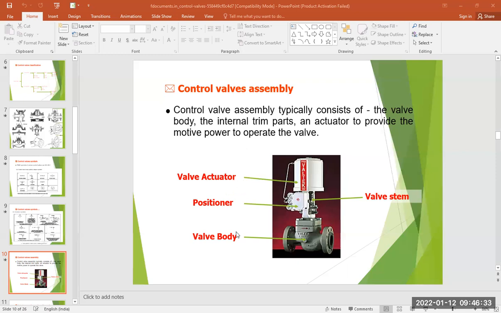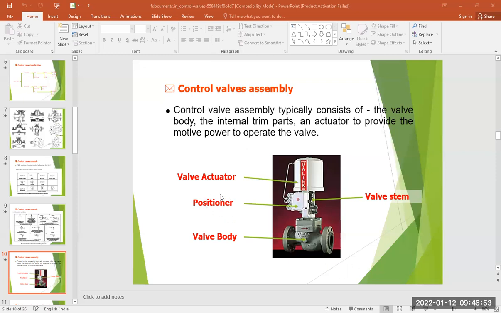Okay, so this is a little bit of an idea of the valve actuator: the basic definition of the actuator, the basic classifications of the actuator, and the application area of the actuator system. Then the next one is the positioner system.